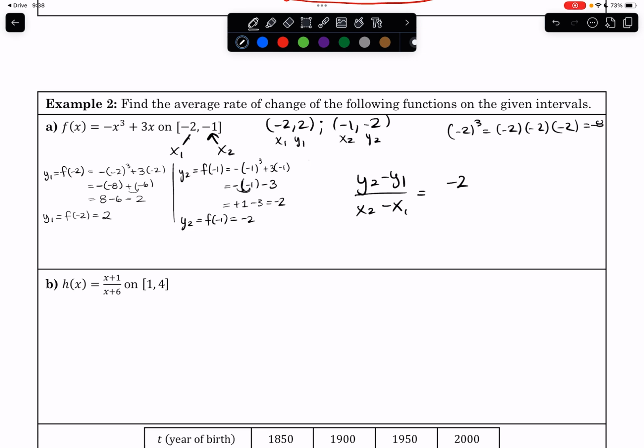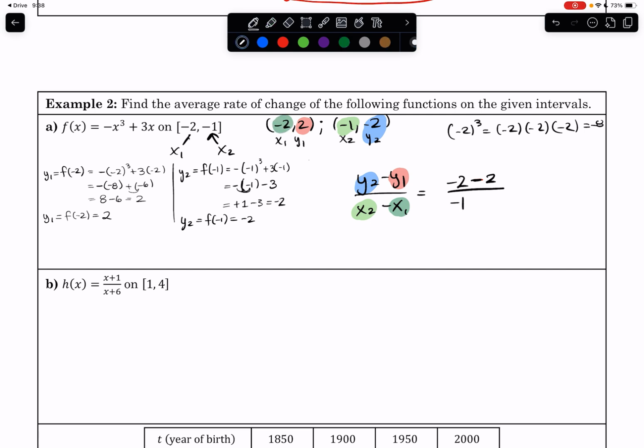So -2, and let me color coordinate this for us, all right? So y2 is this number right there, minus y1, which is that number there. So -2 minus a +2 over, we're going to have x2 is -1, and we're subtracting the x1, which is -2.